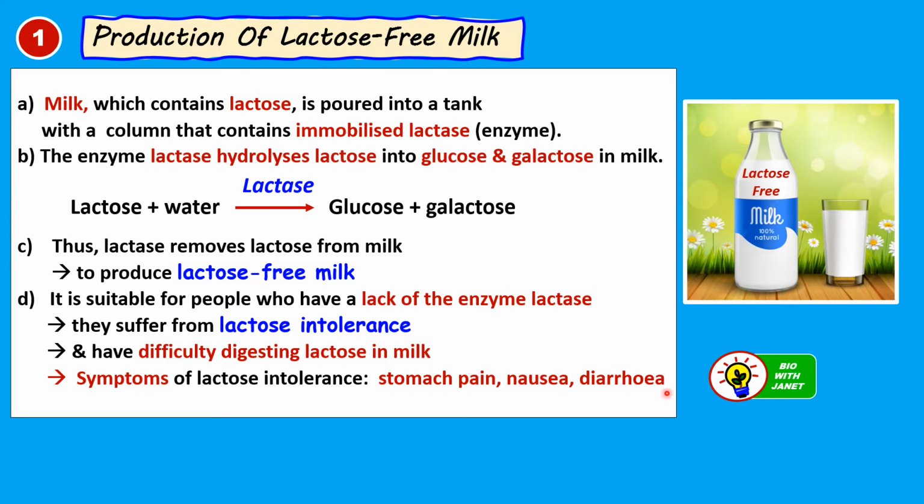Sometimes, there are people who drink milk and then after that they get a stomach ache or they have to run to the toilet because they have diarrhea. So they think they are allergic to milk. Actually, they could be lactose intolerant. That means it could be due to the fact that they have a lack of this enzyme lactase, which causes them to be unable to digest the lactose and so have all these symptoms.